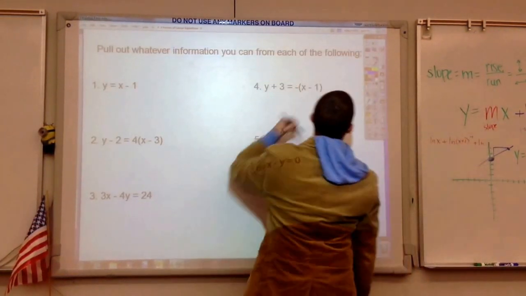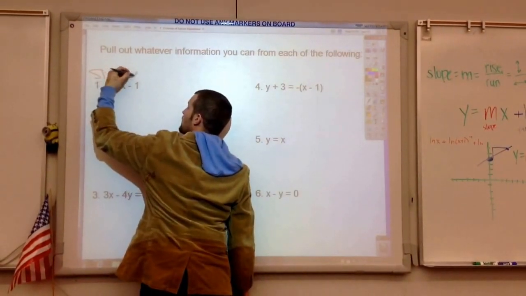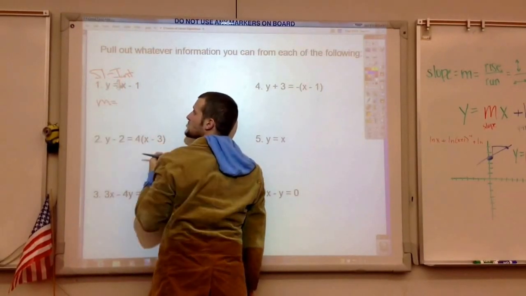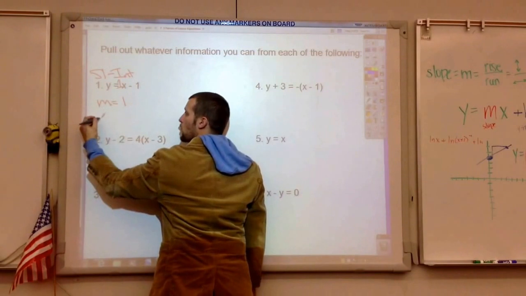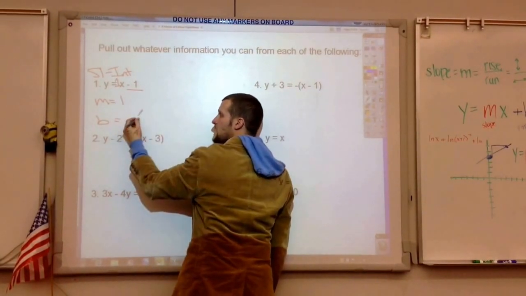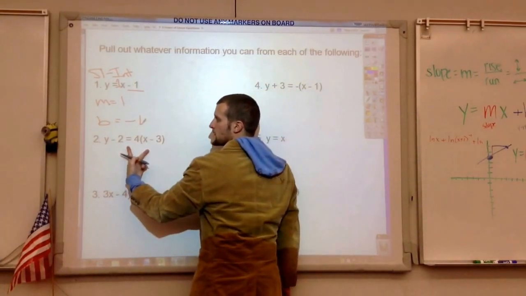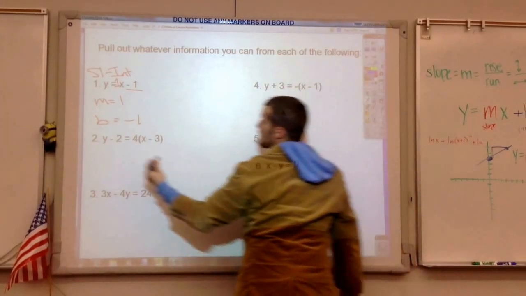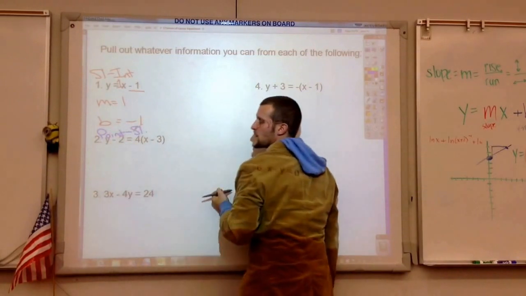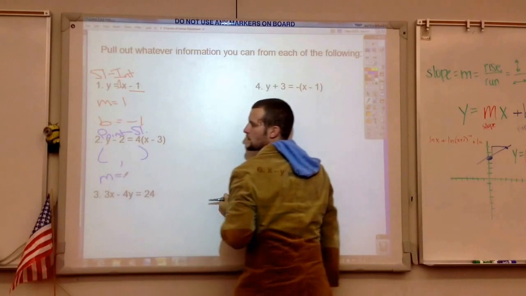So, go through some examples. This is slope-intercept form. So I know I'm looking for slope is with x, in this case is 1. Y-intercept is all alone, in this case is -1. Down here, I can see that this is point slope. So I should be able to pull out a point and the slope.